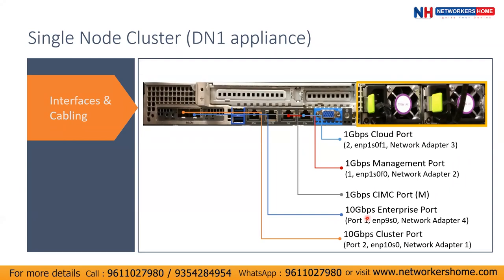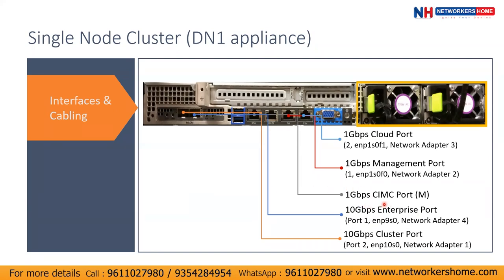So this is the main port where all of your network devices communicate with DNA Center, and also the telemetry information. When DNA Center fetches the details about SNMP or syslog, the telemetry information also goes to this enterprise port. And another port is the CIMC port.